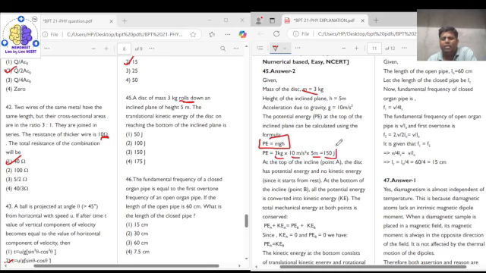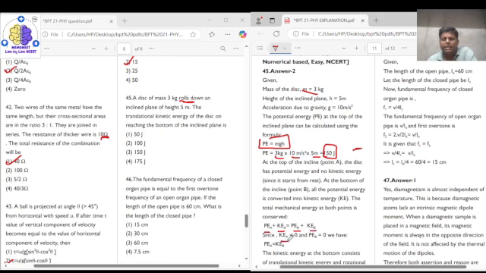So we get 150 joules. Now this is the potential energy at the top. This potential energy will convert into kinetic energy. So by the energy conversion, the potential energy at A plus kinetic energy at A is equal to potential energy at B plus kinetic energy at B.